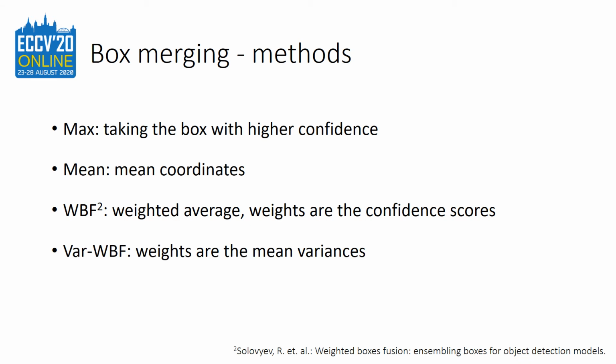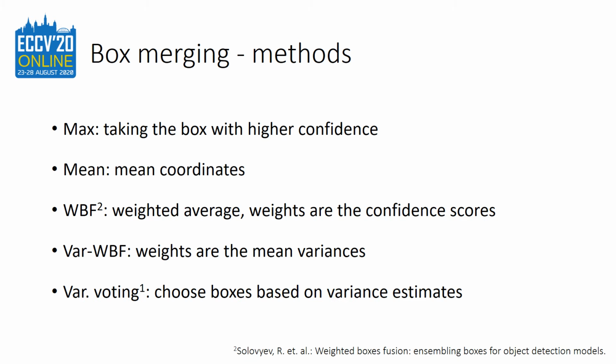Since we also have variance estimation from our KL variance models, we modify the weighted box fusion method by replacing the weights with the mean variances, calling it variance-weighted box fusion. Lastly, the variance voting method mentioned before was adapted to choose the boxes based on the variance estimates.